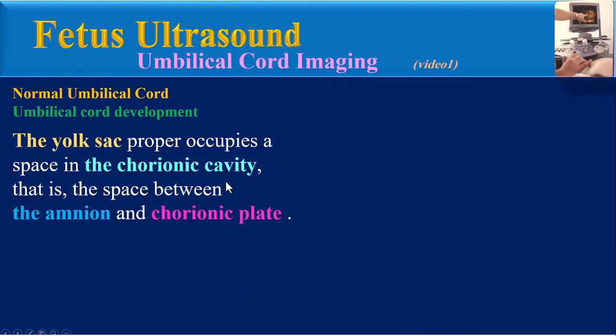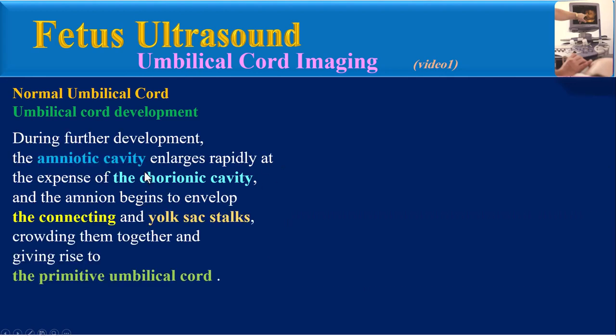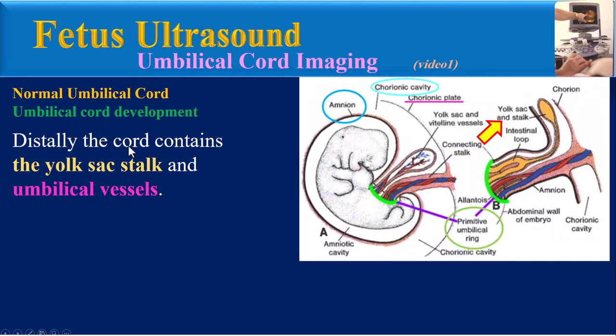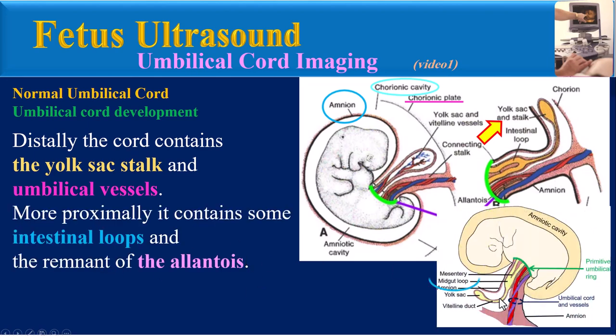The yolk sac proper occupies a space in the chorionic cavity, that is, the space between the amnion and the chorionic plate. During further development, the amniotic cavity enlarges rapidly at the expense of the chorionic cavity, and the amnion begins to envelop the connecting and yolk sac stalks, crowding them together and giving rise to the primitive umbilical ring. Distally, the cord contains the yolk sac stalk and umbilical vessels. More proximally, it contains some intestinal loops and the remnant of the allantois.